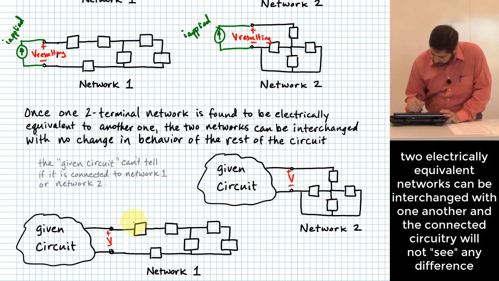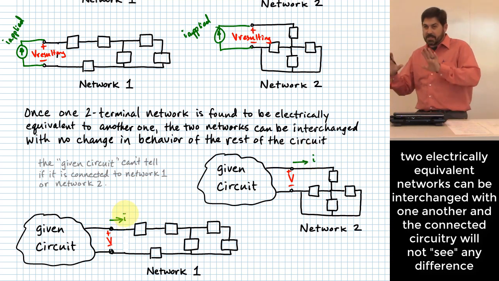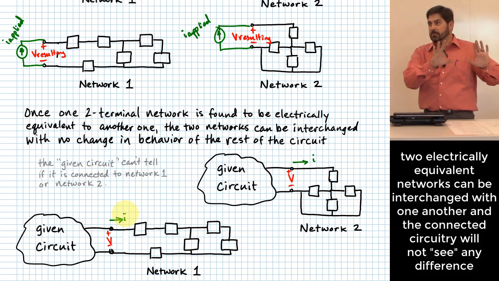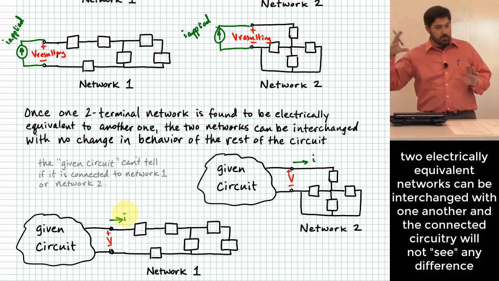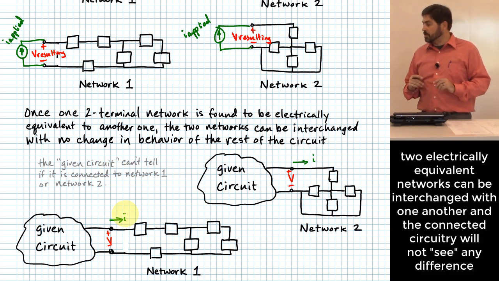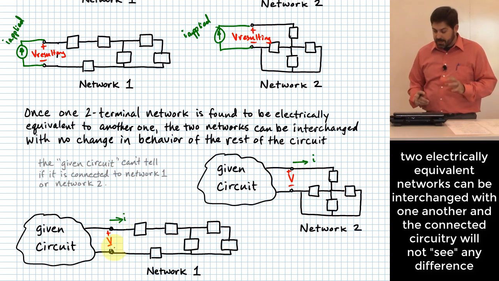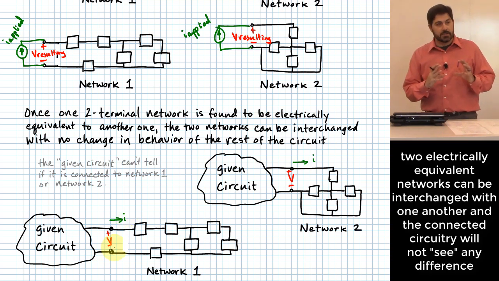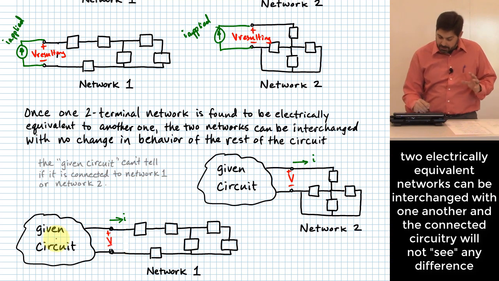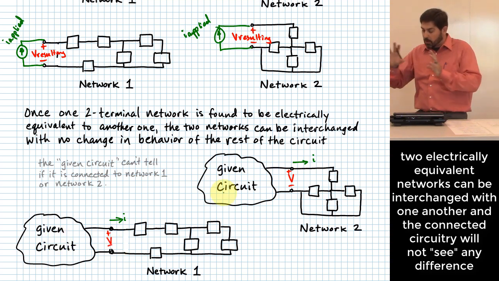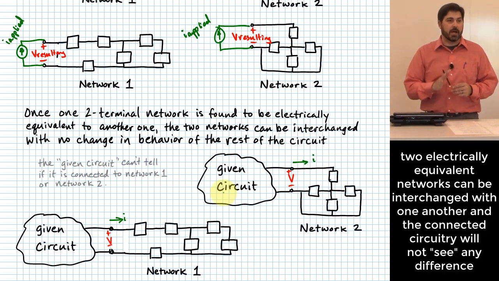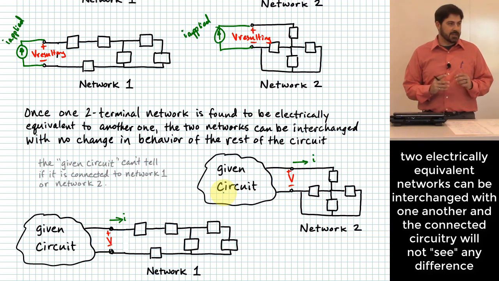Or whatever current we have flowing here is going to be the same current flowing right here, because the given circuit there is not changing between case 1 and case 2. We're just hooking up two different networks to those two terminals, and as it sees it at the terminals, there's no difference in what the given circuit sees for network 1 versus network 2 applied to those two terminals. Does that kind of make sense?